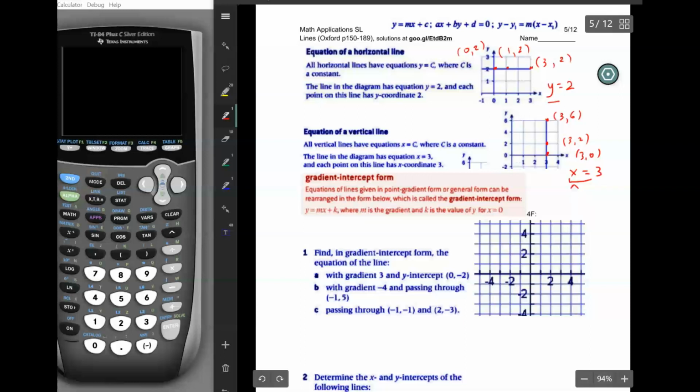Okay? All right. Let's go back and review gradient intercept form. The only thing new about it here is we used to call it slope intercept form up to 10th grade. Now in IB, we're going to call it gradient intercept form. Gradient, it just means slope for us, okay? So basically gradient intercept form is the most commonly used form of the line in our class, and it shows totally obviously the gradient value and the y-intercept value.